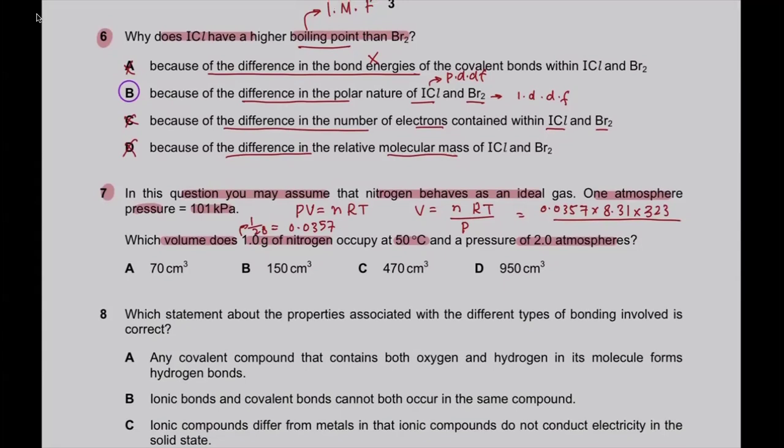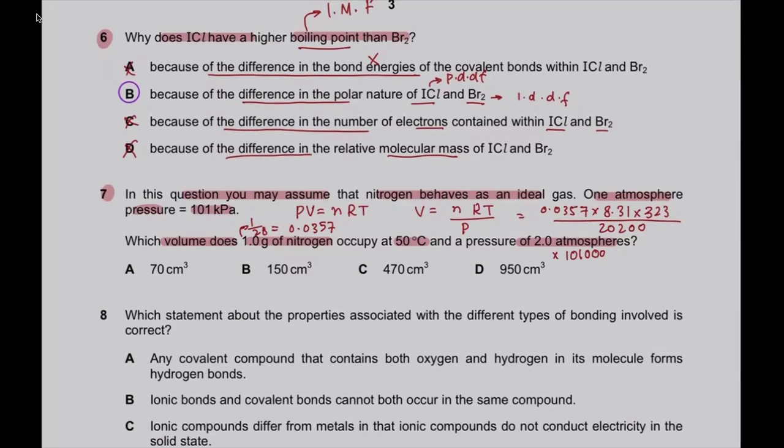So 2 multiplied by 101,000, which is going to be 202,000... 20,200. Okay. So 0.0357 multiplied by 8.31 multiplied by 323 divided by 20,200.